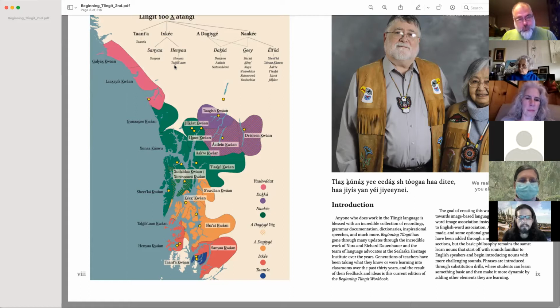But the concept of a Kwan in Tlingit is the ancestral people of a place. So when we say Kunachu Kwan, Deislin Kwan, Shkut Kwan, those are very specific regions. It's like a state within the nation of the Tlingit.